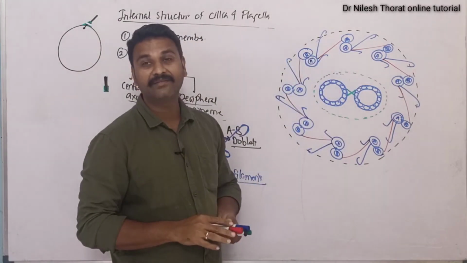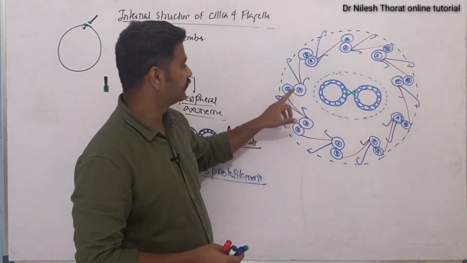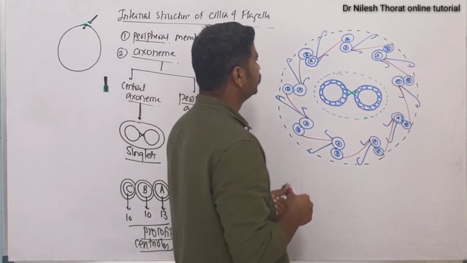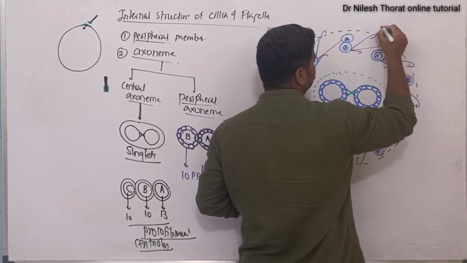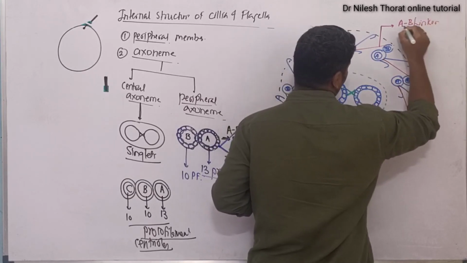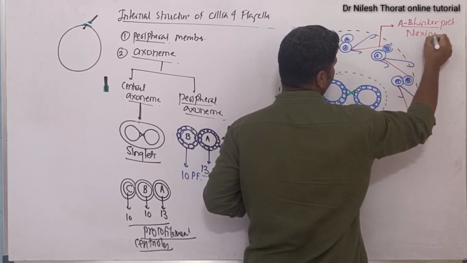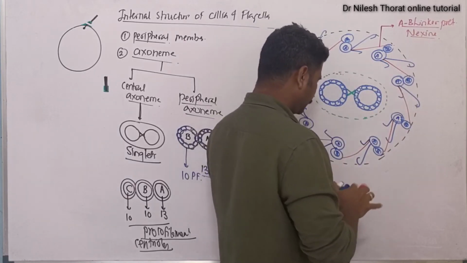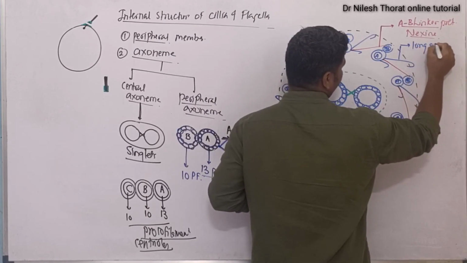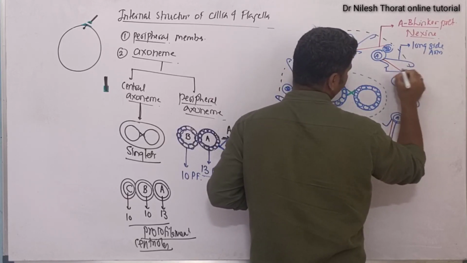That gives a cartwheel appearance to the cilia and flagella. So this connector which is connecting the A and B tube is called the AB linker protein. So this is the AB linker protein, which is made up of Nexin type of protein. Okay. Then we have this side arm. This is a long side arm and this one is the short side arm.